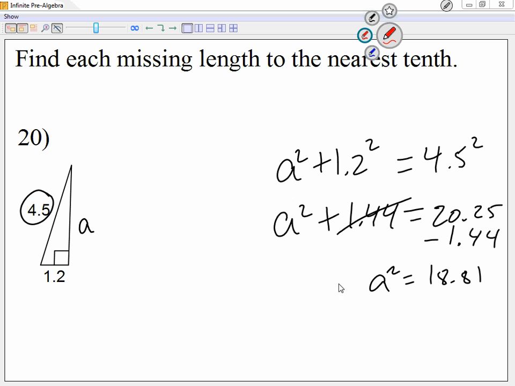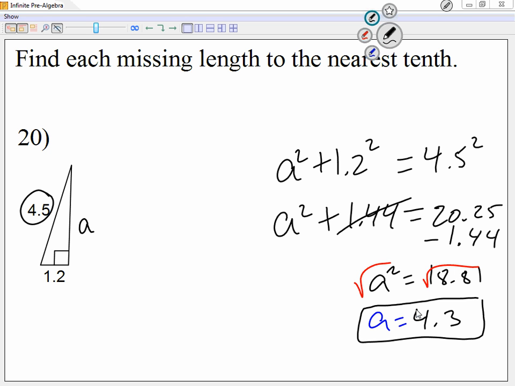Now let me take the square root of each side, because I know the square root of a squared is a. The square root of 18.81 is 4.3. So a is 4.3. Remember, one thing you can do is check your work. You know c is the biggest, so 4.5 means my answer cannot be more than 4.5. 4.3 makes sense. If I had gotten something like 7, something more than 4.5, you'd know it's wrong, because c is the biggest. Any questions up until 31?